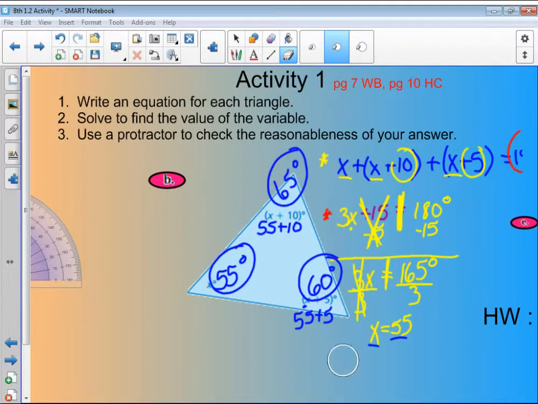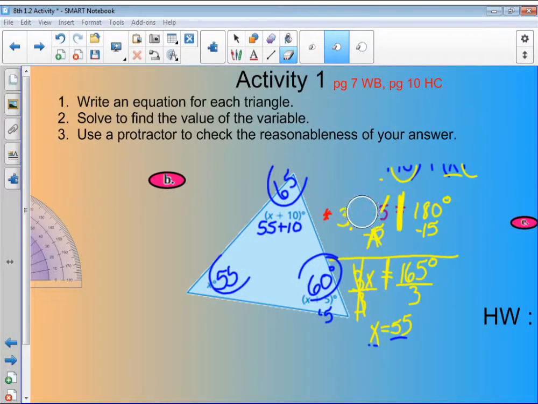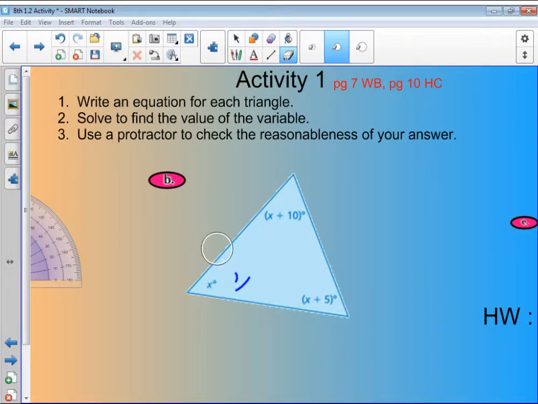Look, darn it. Sometimes my eraser likes to work and sometimes it doesn't. It's a little slow today. Okay, so got a little bit left there.